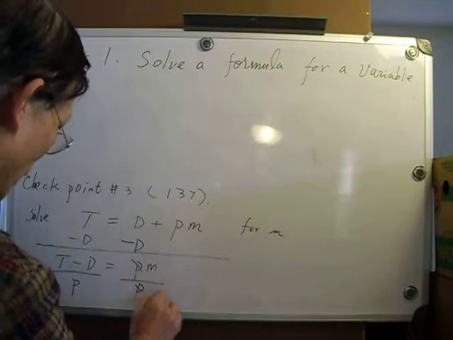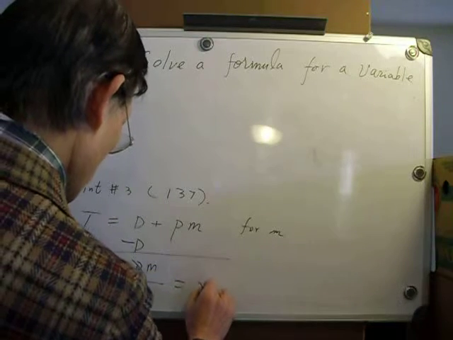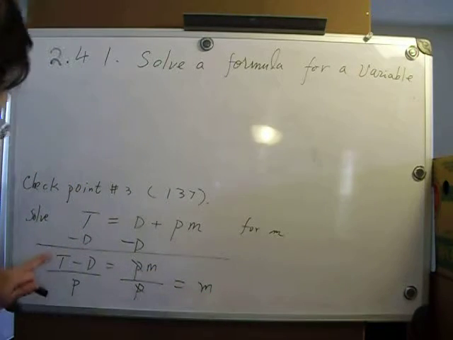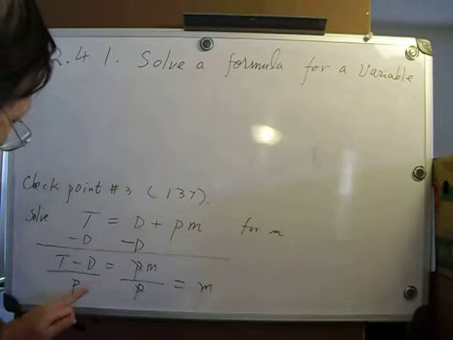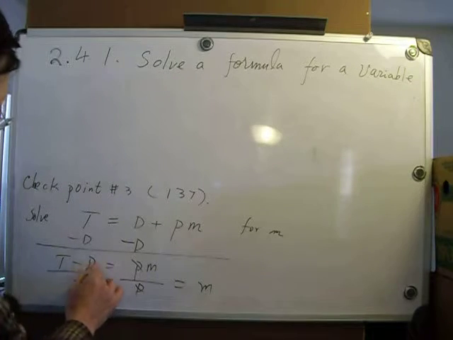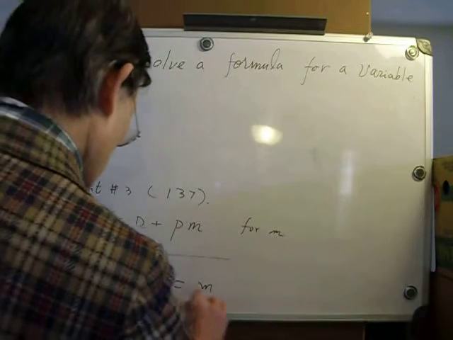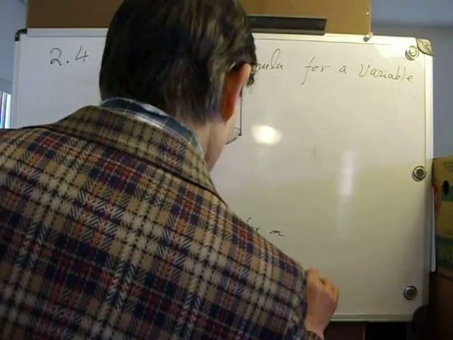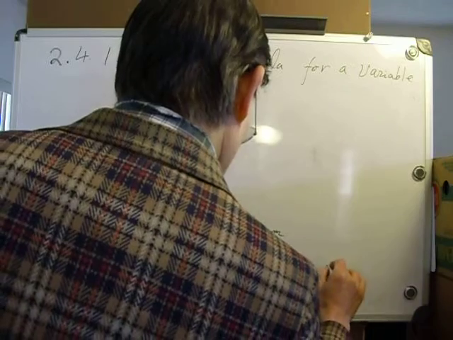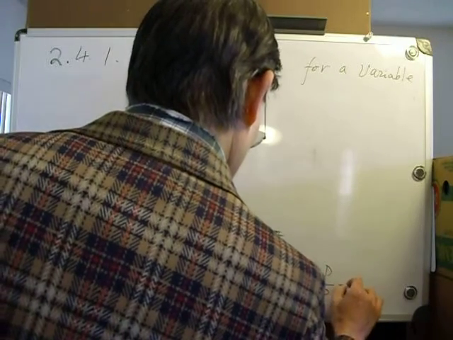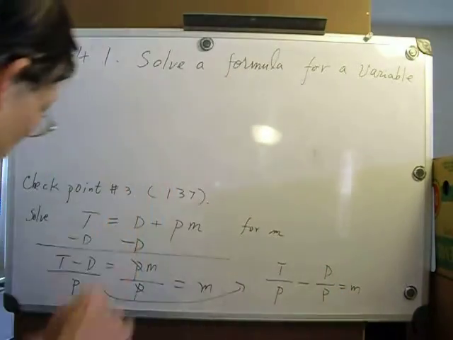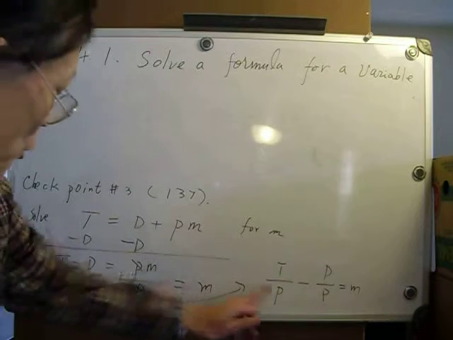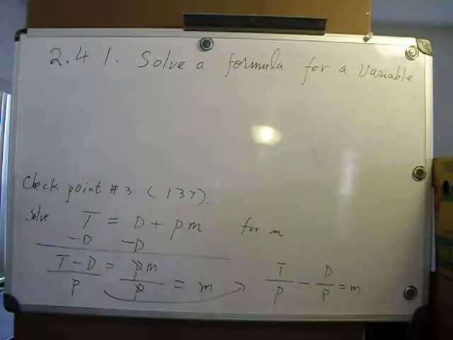So let's cancel m, cancel this p. So your m equals T minus d, fraction bar, over p. Or you can rewrite this as T over p minus d over p. Just write one of them, either this way or this way. That's our first question.